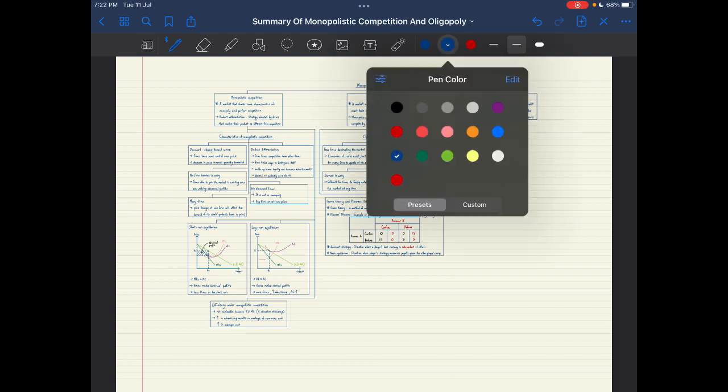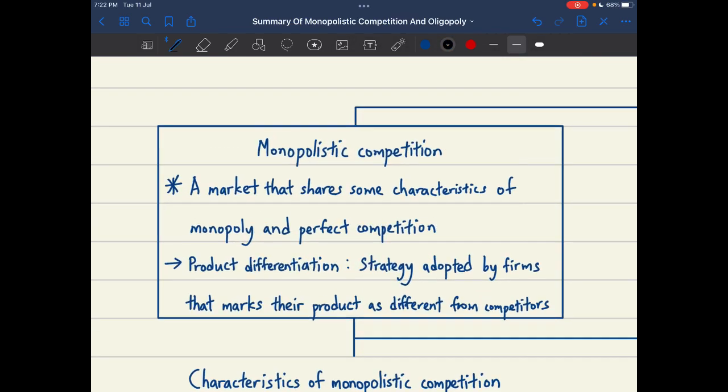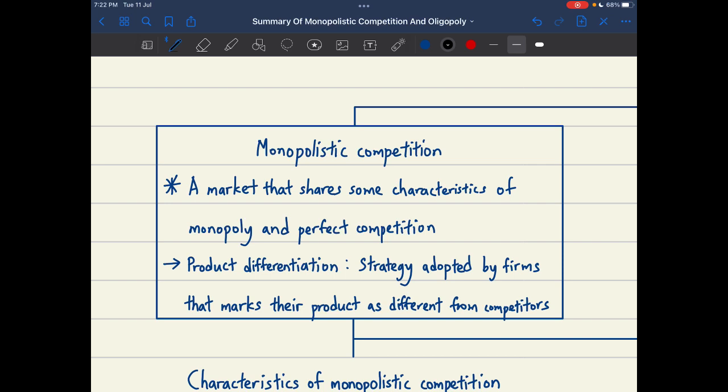Alright, let's start. So first let's take a look at the definition of monopolistic competition. Monopolistic competition is basically a market that shares some characteristics of monopoly and perfect competition. A monopoly would mean that there's only one firm. Perfect competition means that there's a bunch of firms. In monopolistic competition, there are quite a number of firms as well, but we'll dive into the difference later on.